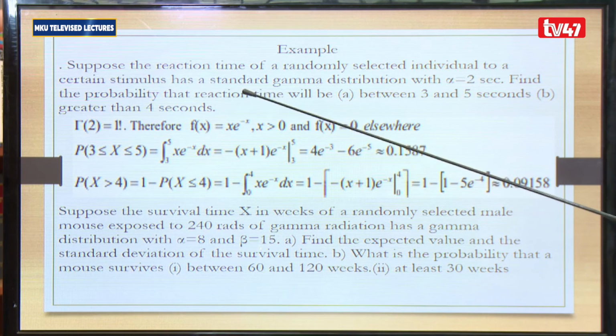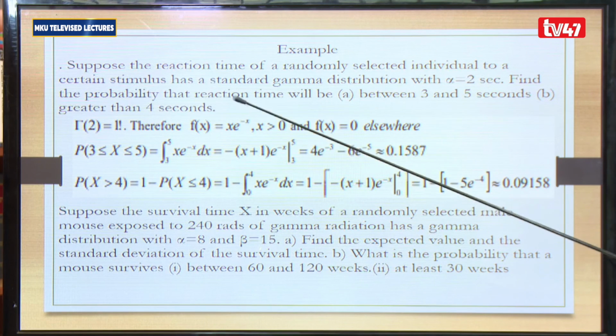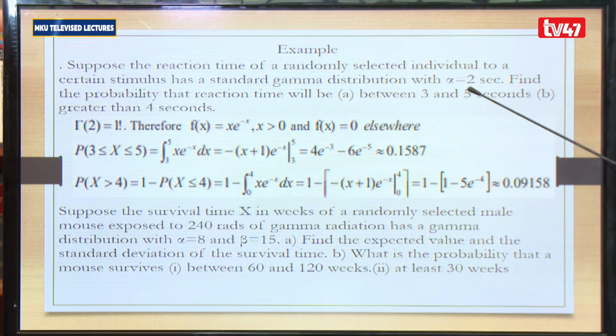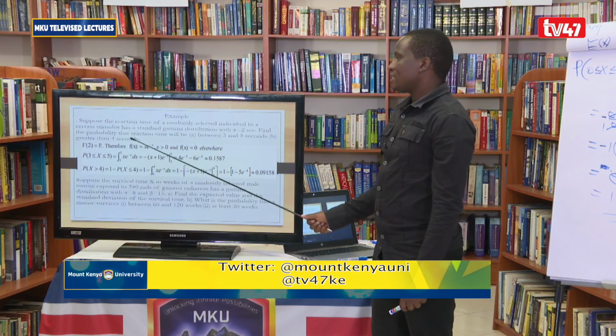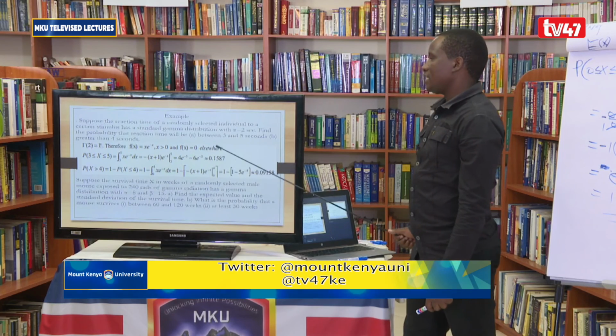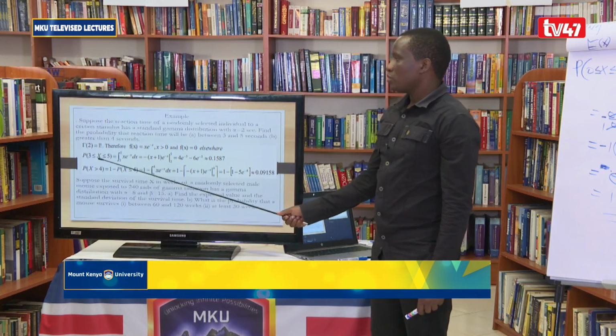Suppose the reaction time of a randomly selected individual to a certain stimulus has a standard gamma distribution with alpha 2 seconds. Find the probability that reaction time will be between 3 and 5 seconds, and b, it's greater than 4. So this is gamma 2.